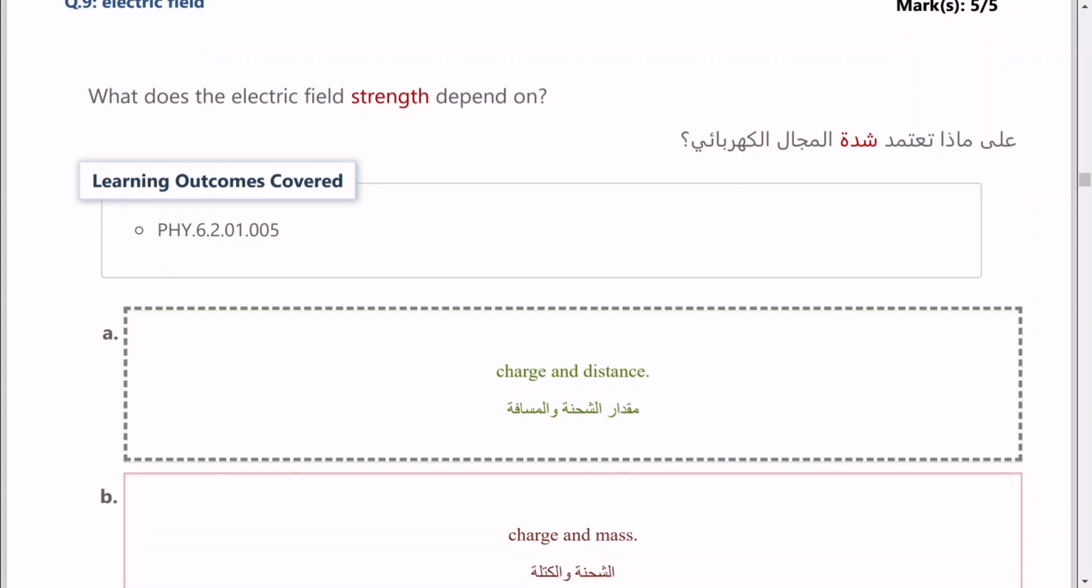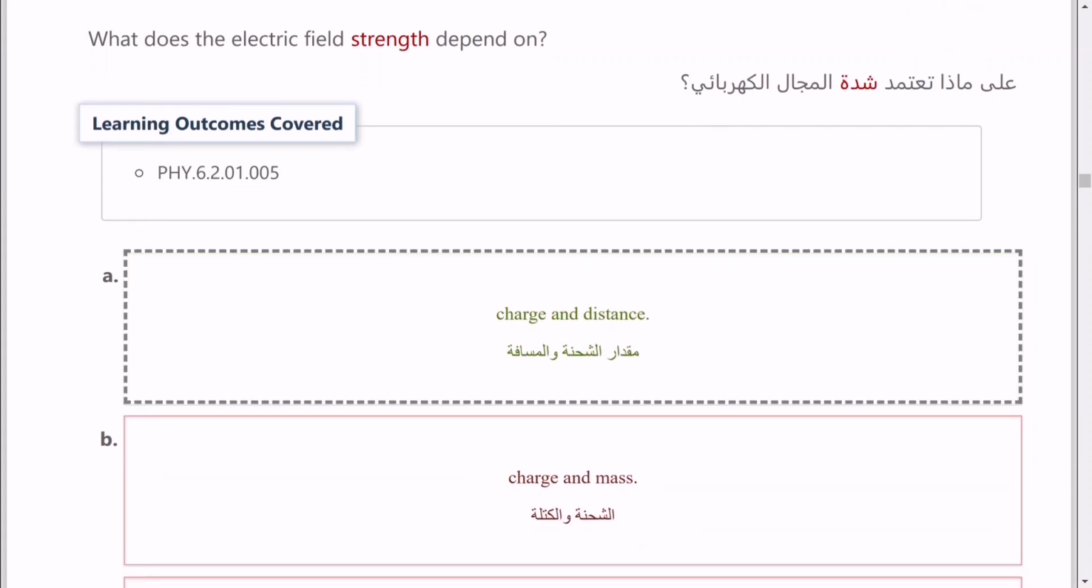Question number 9 from electric field. What does electric field strength depend on? The equation for electric field strength by a charge is E equals K multiplied by Q divided by R square, where K is a constant. So electric field strength depends on two factors, the Q and R. What is Q? Q is charge. And what is R? R is the distance from the charge.